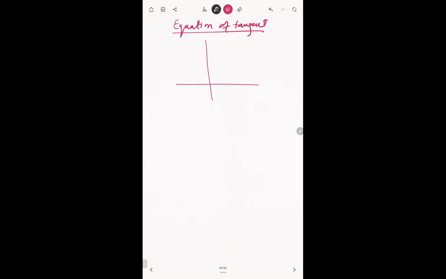If I say there is a curve, and I ask you to find the equation of the tangent at x equal to 1, that tangent is a straight line. We know in coordinate geometry that the equation of any straight line is y minus y1 equals m into x minus x1. If you want to find the equation of any straight line, you will use this equation.